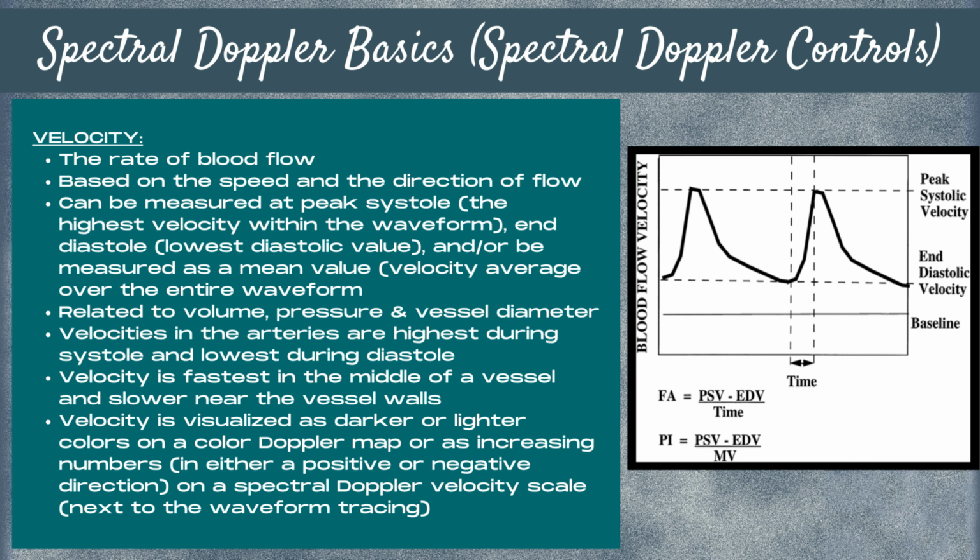And velocity is going to be related to volume, pressure, and vessel diameter. Velocities in the arteries are highest during systole and lowest during diastole. And velocity is fastest in the middle of a vessel and slower near the vessel walls. Velocity is visualized as darker or lighter colors on a color Doppler map, or as increasing numbers in either a positive or a negative direction on a spectral Doppler velocity scale. And that velocity scale is going to be found right next to the waveform tracing on spectral Doppler ultrasound.